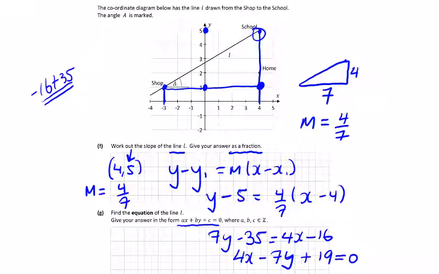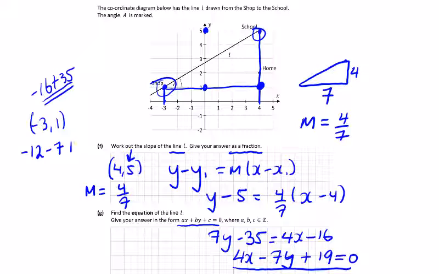What I would like you to do in this case is put the second point in to make sure it works. The second point is minus 3, 1. So 4 by minus 3 would be minus 12. Minus 7 by 1 would be minus 7. Then we have the plus 19. Does that equal 0? And you can see that it does. So you can go ahead with confidence. You know you're correct.